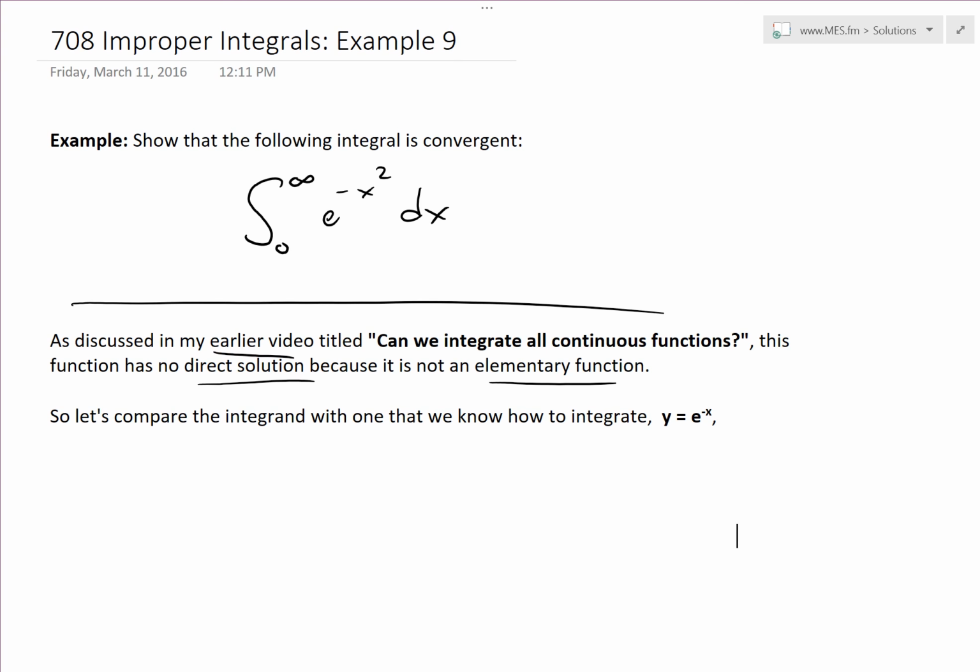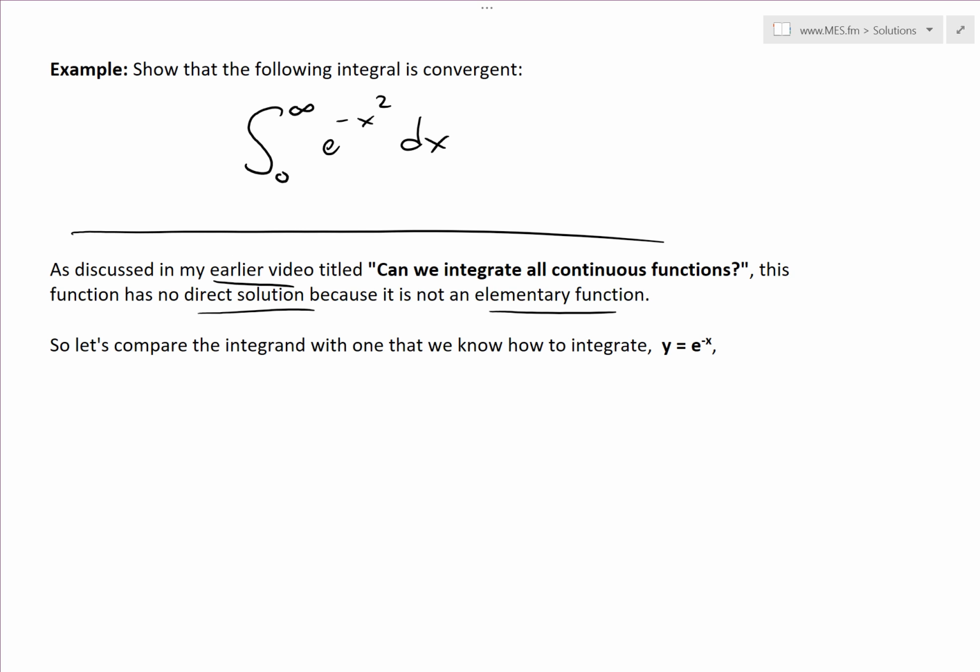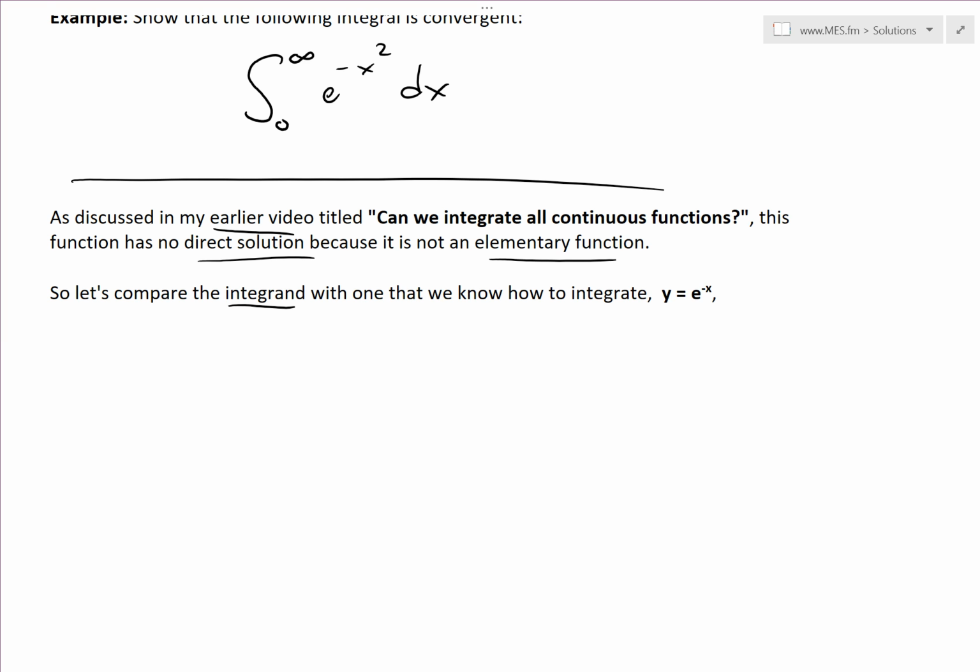So if we can't integrate this properly or directly, what we can do is compare the integrand, which is the function inside the integral, e to the power of negative x squared, with one that we know how to integrate, which is this one right here, y equals e to the power of negative x. We could take the integral of this function pretty easily.